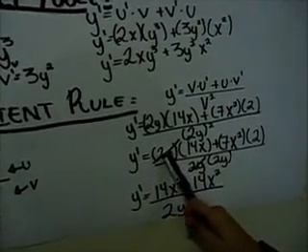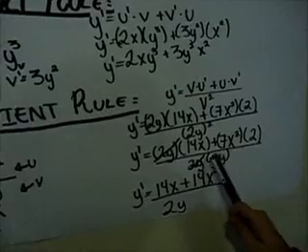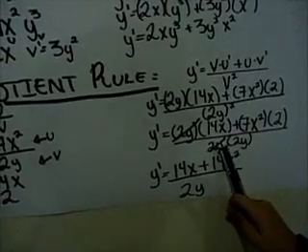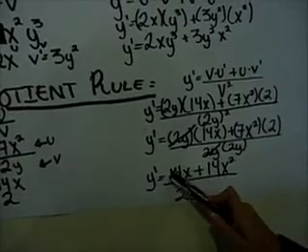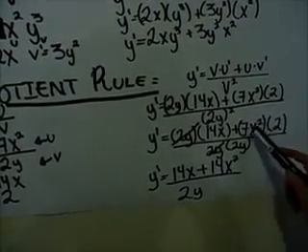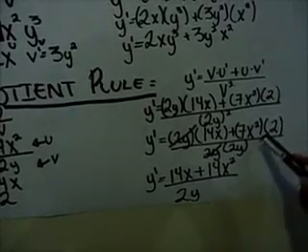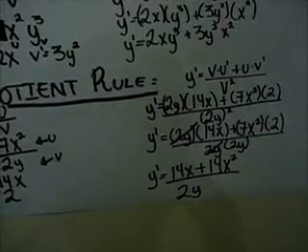Here we multiply the values, and here we simplify them so that we can eliminate the 2y. As a result, we get 14x squared because we multiplied these values, and we eliminated the 2y over 2y.